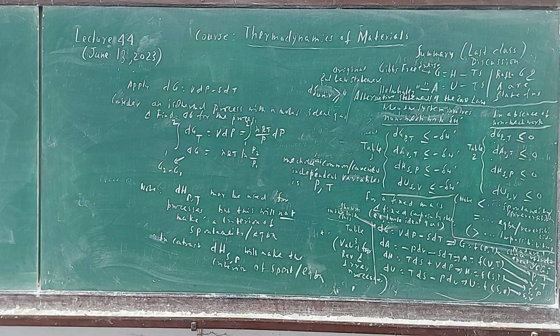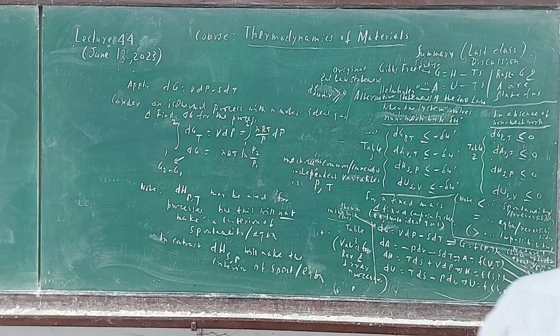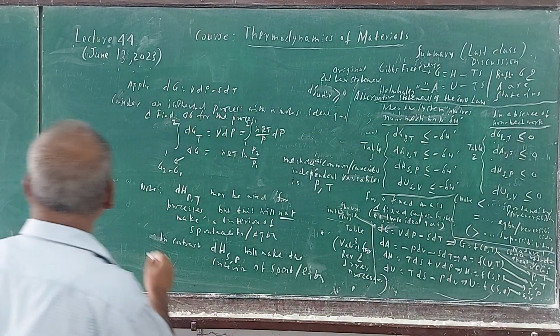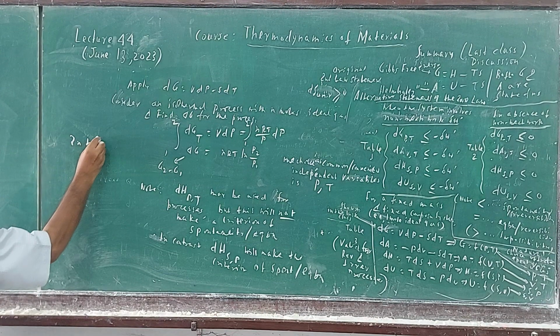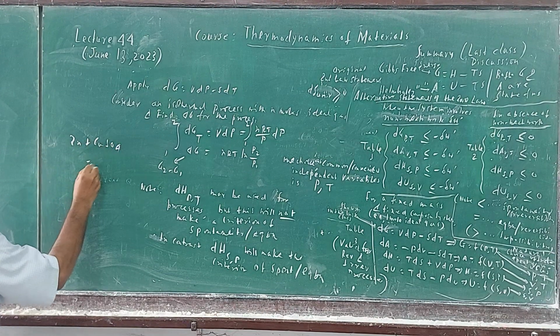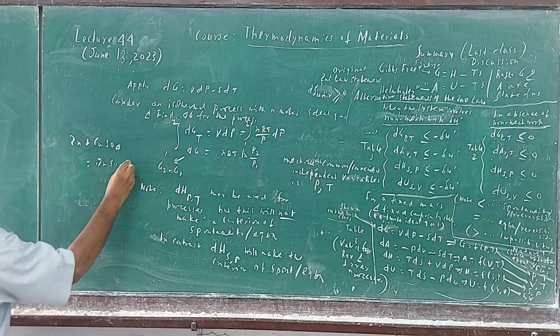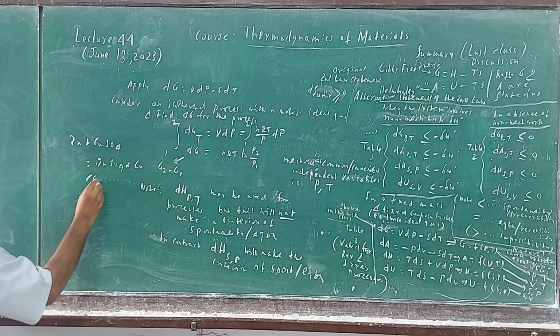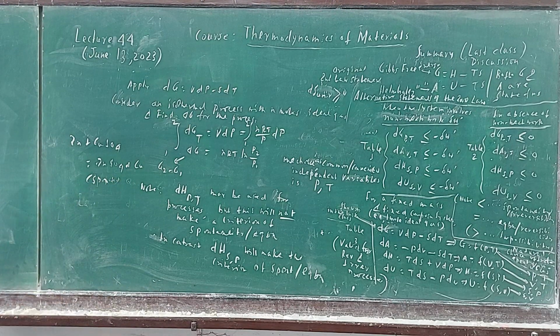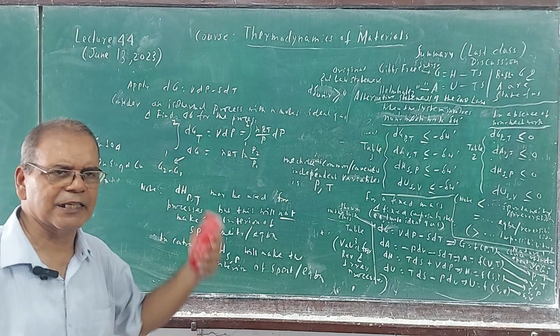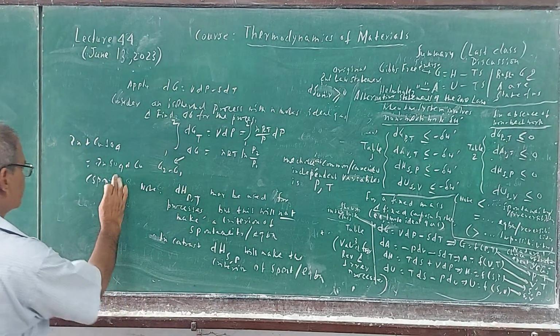A chemical reaction occurring: zinc plus copper sulfate goes to zinc sulfate plus copper. This is spontaneous, and you are getting a cell, a galvanic cell. The galvanic cell is used in a spontaneous reaction.